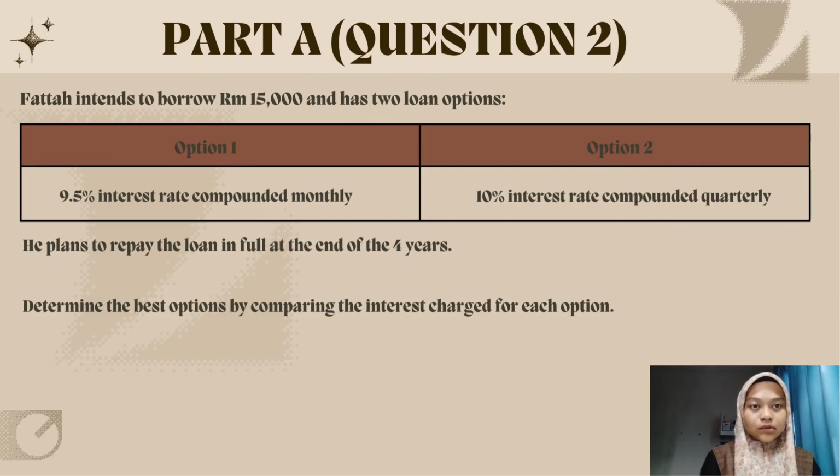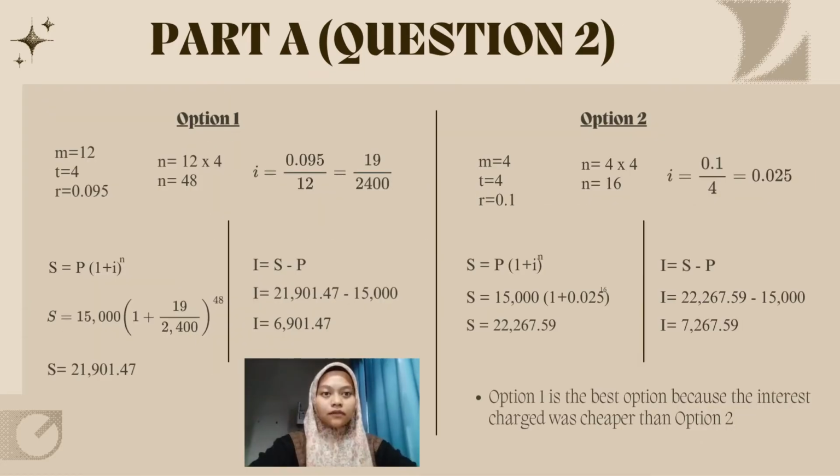This question requires us to determine the best option by comparing the interest charge. Before we calculate the interest, we need to find the accumulated amount, which is S. For option 1, we will list all the information given: M equals 12 because it's compounded monthly, T equals 4, R equals 0.095, N equals 12 multiplied by 4 equals 48, and i equals 0.095 over 12 equals 19 over 2,400.